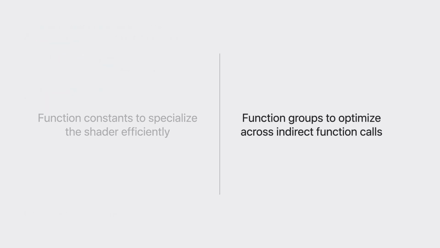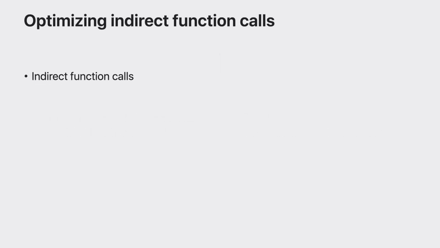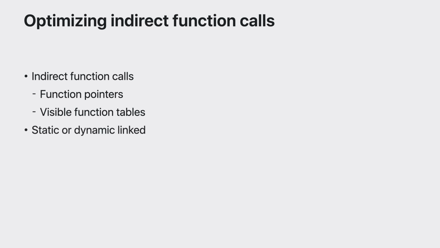You can also reduce your shader's runtime by adding the function groups attribute for indirect function calls. An indirect function is a function the shader calls without directly invoking by its name, such as with function pointers or visible function tables. A shader can call an indirect function through static or dynamic linking. Indirect function calls make the code extensible and give your app more options for flexibility. However, indirect function calls can prevent Metal from fully optimizing the shader, especially around the call site.